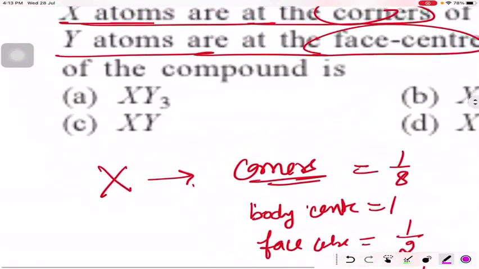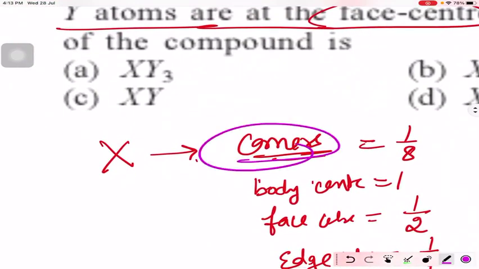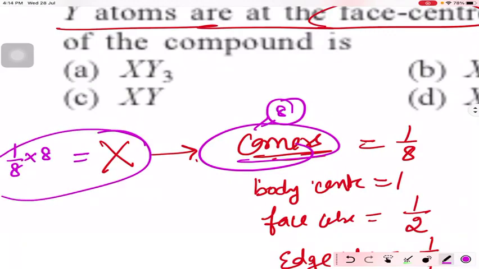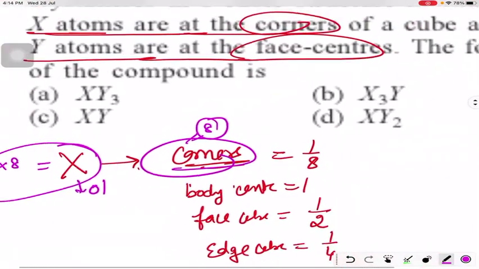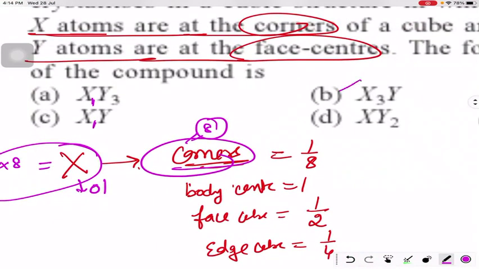So X is present at corners. So total corners are 8, per corner contribution is 1 by 8. So it will be total number of atoms per unit cell. For X it is 1. So it means X is 1. So option number B cannot be the answer.